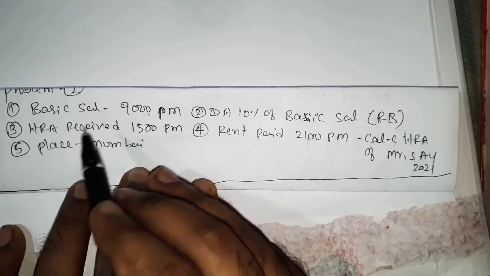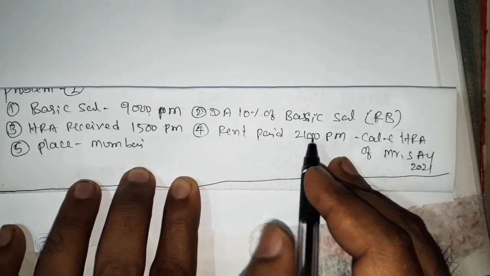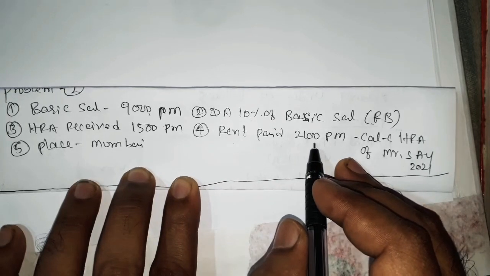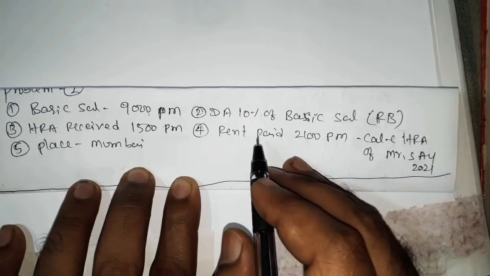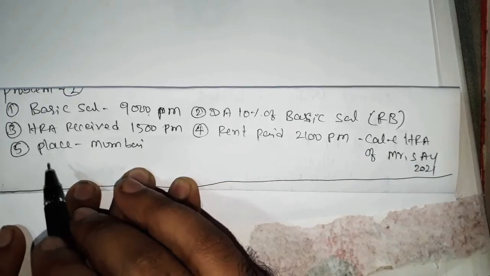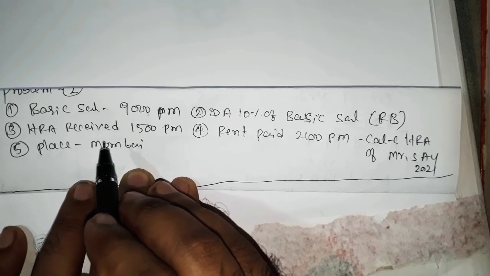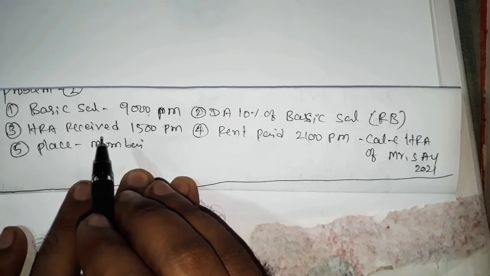Third one, the HRA received is 1,500 per month and the rent paid is 2,100 per month. All the things are per month. Calculate the HRA and the place is Mumbai. Okay, we already know the places very well.